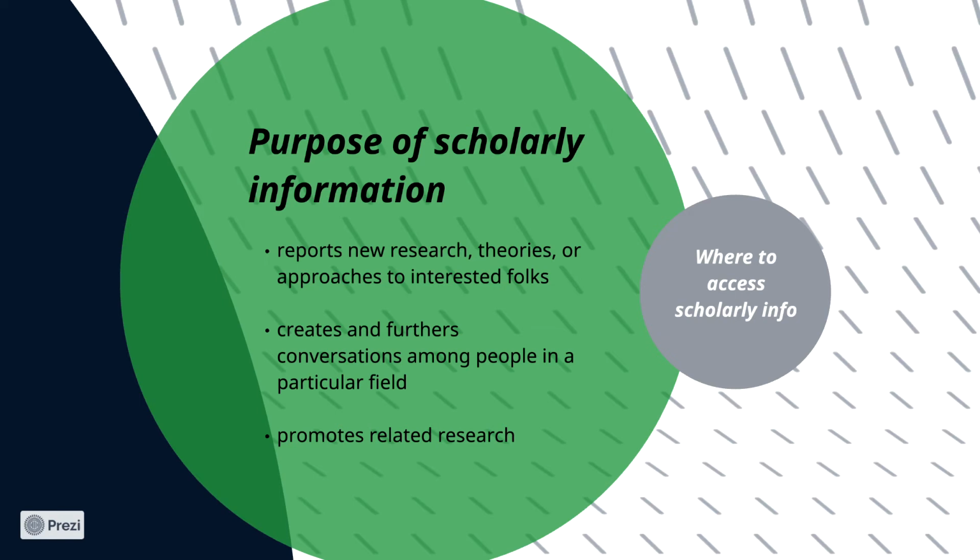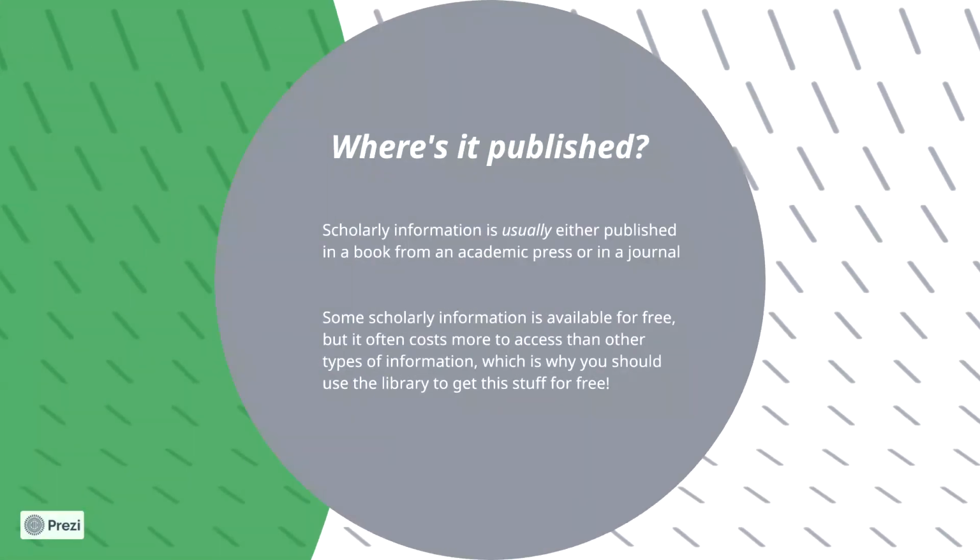The purpose of scholarly information is to report new research or theories or approaches to other people in a field. It oftentimes creates or furthers conversations among those people who then go on to write new research papers and articles and books. Scholarly information is usually published in book form or in a journal.